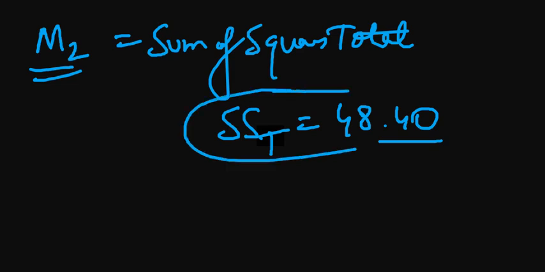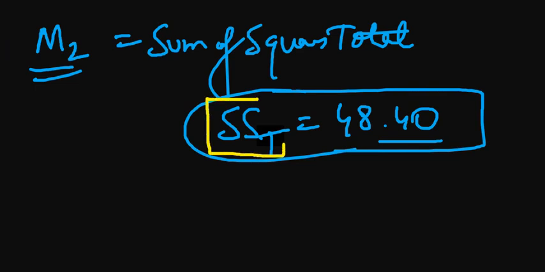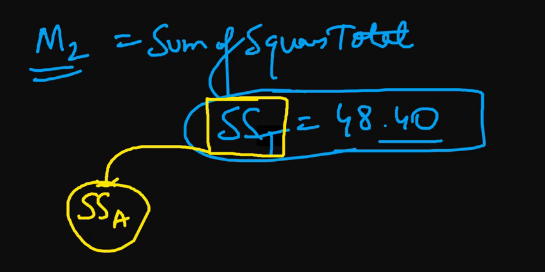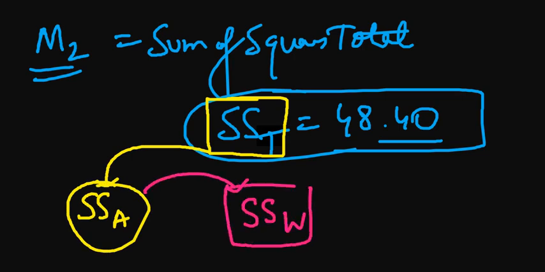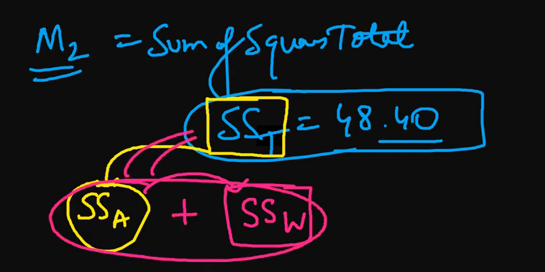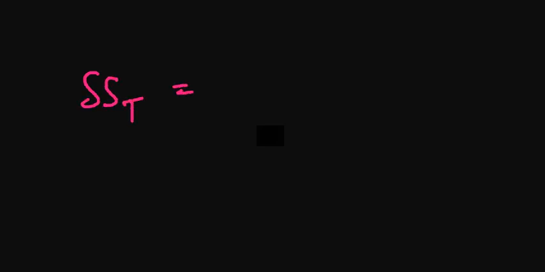Make sure that you note down all the values. It is very, very important for your further calculation. So this is your step number 2, M2. Let me remind you, now you have the value of sum of squares total. Now you will get SSA, and then you will get SSW. You already know the relationship between SSA and SSW: if we add both of these, we will get the value of SST. So SST is equal to SSA plus SSW.